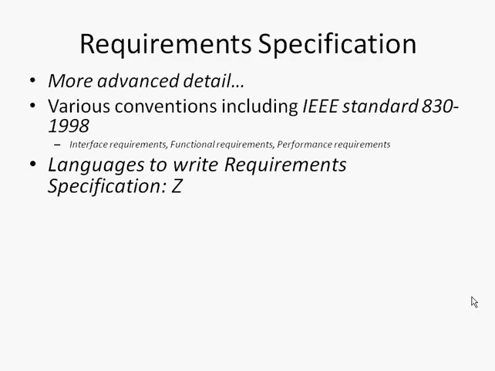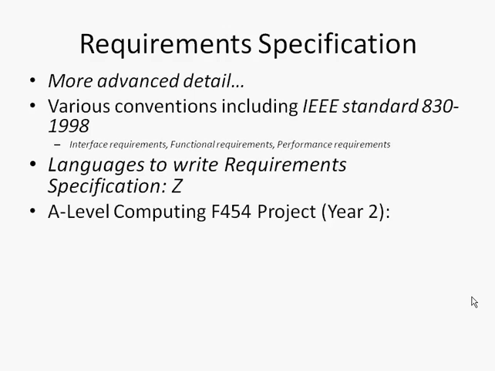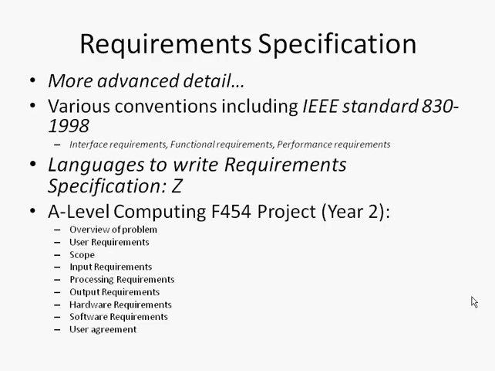Now, you're not going to need to know about IEEE standard 830/1998 or the Z language for this A level, but when it comes round to your F454 project in year 2 of the A level, you would need to write about these different sections in your requirement specification. So it's good to just have a look at those now and think about that ready for year 2.